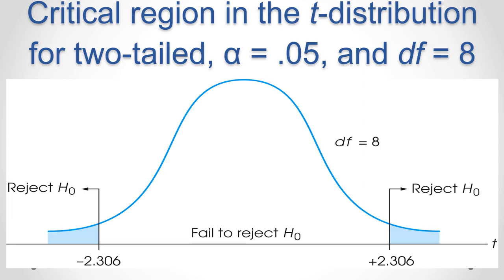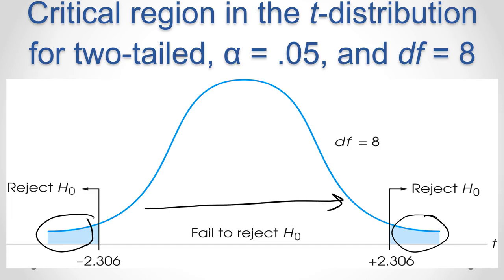The critical region or rejection region consists of t-values greater than positive 2.306 or less than negative 2.306. And this is where we would reject the null hypothesis. For t-values that fall within these two critical values, we would fail to reject the null hypothesis.